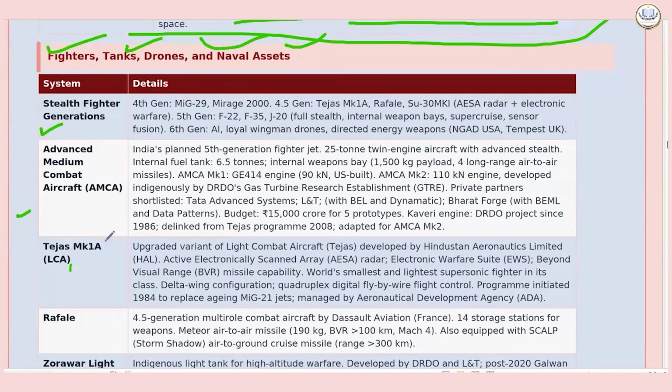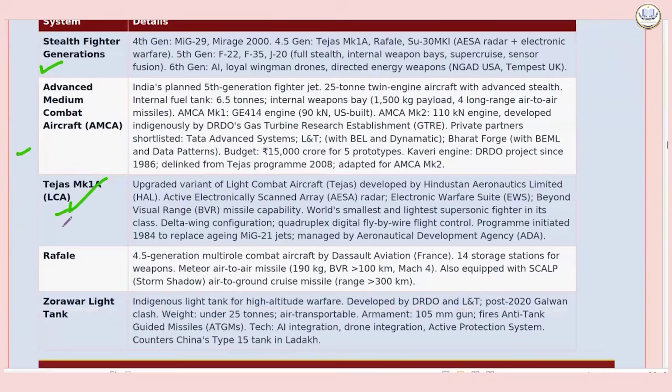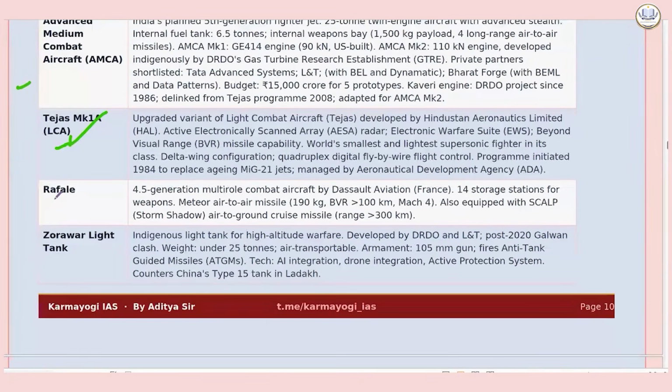Okay. Then we have Tejas, that is an upgraded variant of the Light Combat Aircraft developed by HAL. It has active electronically scanned array, electronic warfare suite, beyond visual range missile capability, and it is the world's smallest and lightest supersonic fighter in its class. It has delta wing configuration and quadruplex digital fly-by-wire flight control. The program was initiated in 1984 to replace aging MiG-21 jets, managed by the Aeronautical Development Agency.